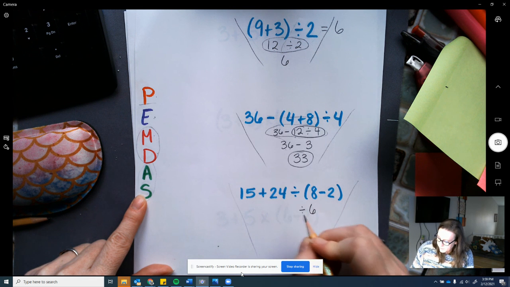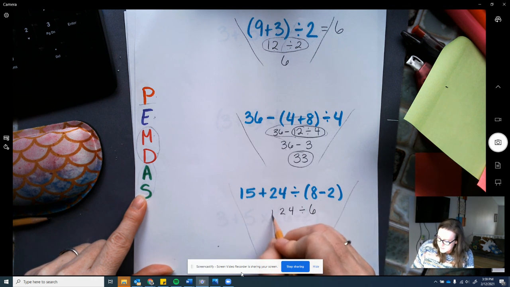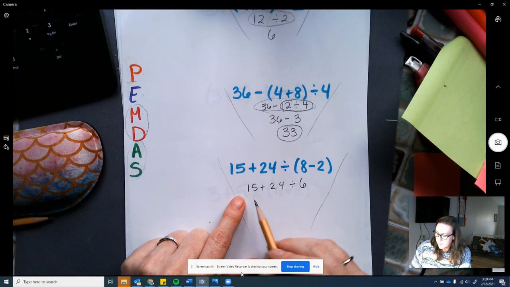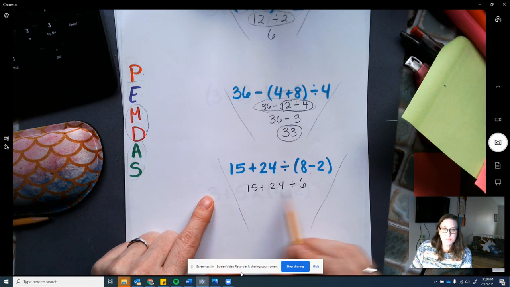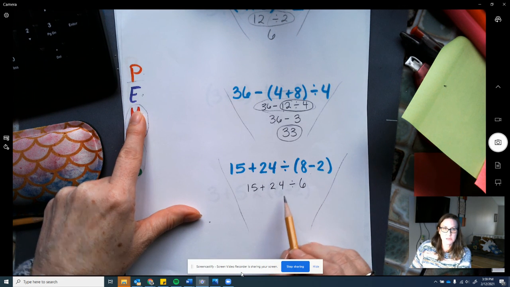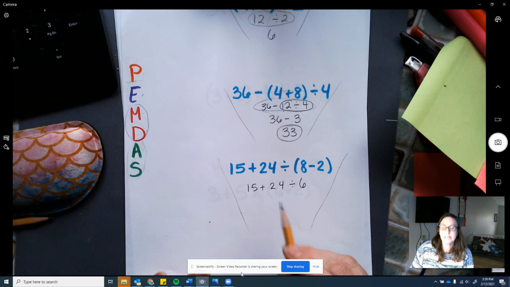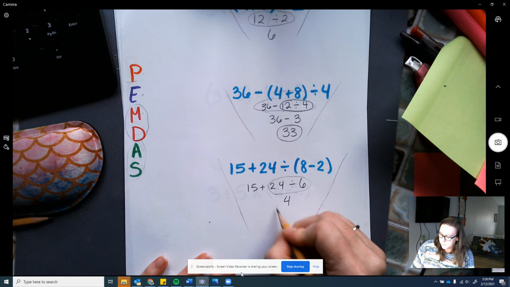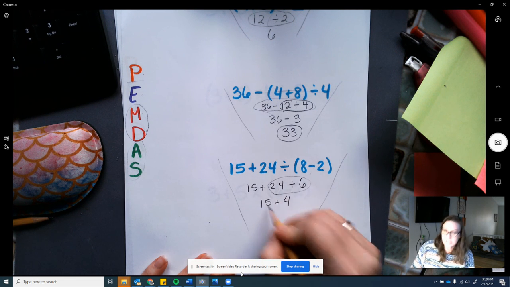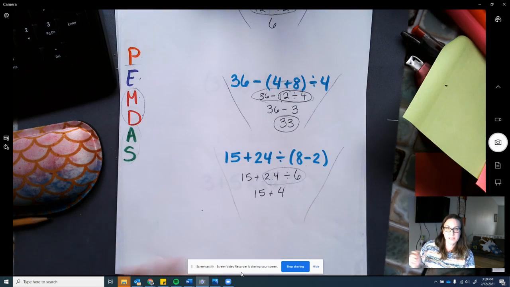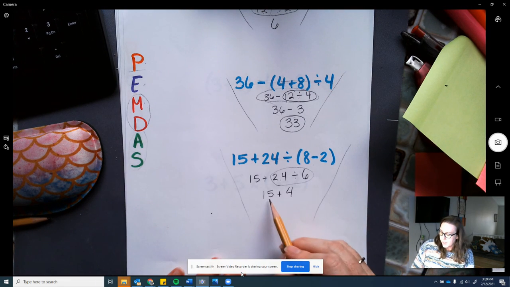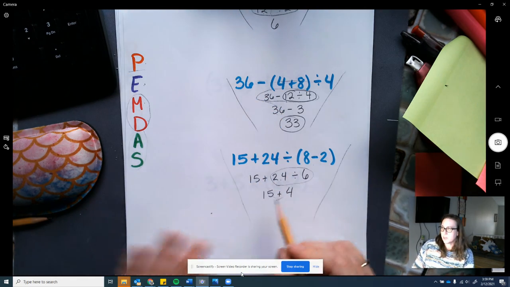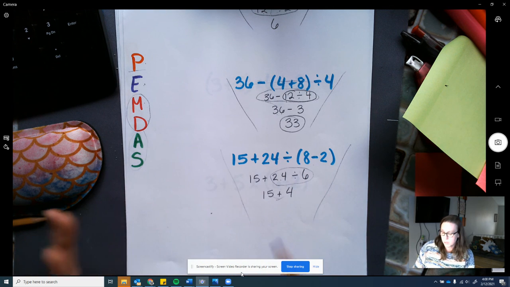And now I'm going to rewrite the rest of this exactly the same, making it a little bit narrower as we go down. All right. So now, do I have any parentheses? Nope. Any exponents? Nope. Any multiplication or division? Yes, I have to do that part next. 24 divided by 6 is 4. I'm going to rewrite the rest of the equation exactly the way it's meant to be. And so now I have 15 plus 4. I have one operation left. I don't really have to go through all of this if I have one operation left.